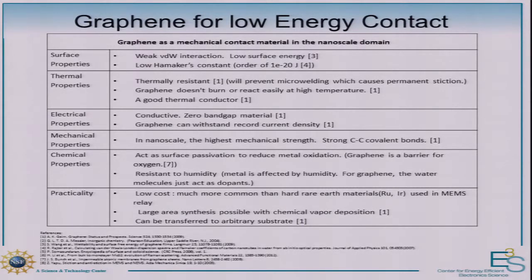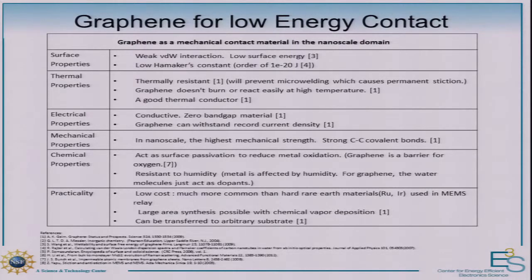And it's also resistant against humidity. Metal can be affected by humidity. It can be oxidized. For graphene, water molecules and oxygen molecules really just act as dopants. It's also low cost. It's much more common than hard rare earth metals and silicon carbide used in MEM relays.